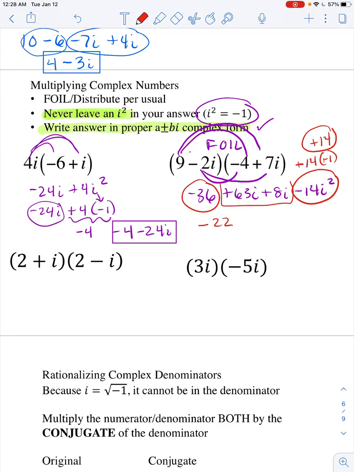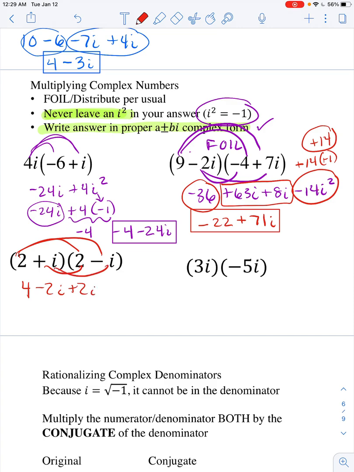And then these are both imaginary, so I'm just going to go ahead and combine them like I would if I had x's. And I'm going to say, okay, that's going to become positive 71i. It's not squared because I'm just collecting like terms. I am not multiplying. All right, go ahead and FOIL this thing out. First, outside, inside, last.